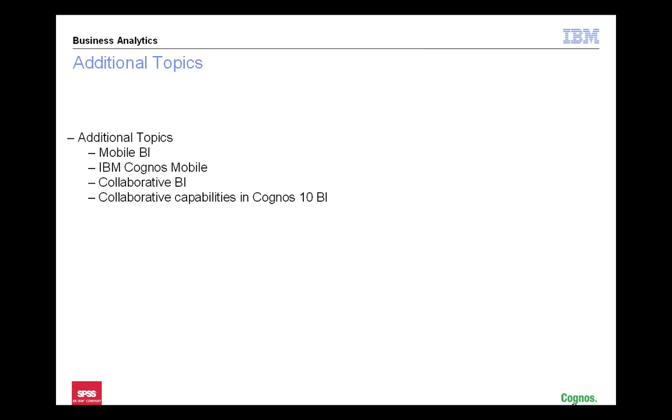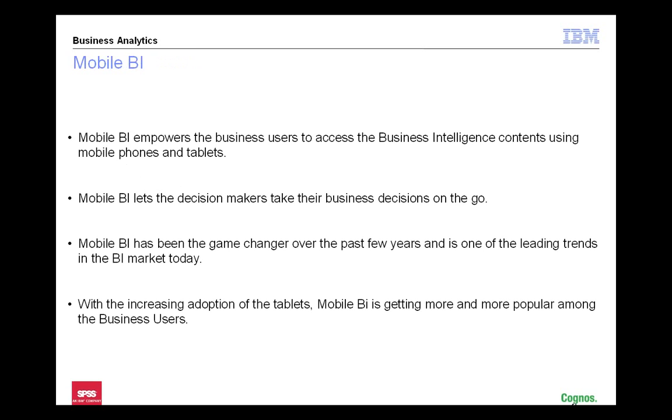So for mobile BI, we'll also discuss IBM Cognos Mobile, which is the mobile product from Cognos, and we'll also discuss a little on the collaborative capabilities of Cognos 10 BI. Okay. So what mobile BI does is it uses the business intelligence contents in your mobile phones or maybe in the tablets that you are using. Okay. The decision makers can take their business decisions on the go.